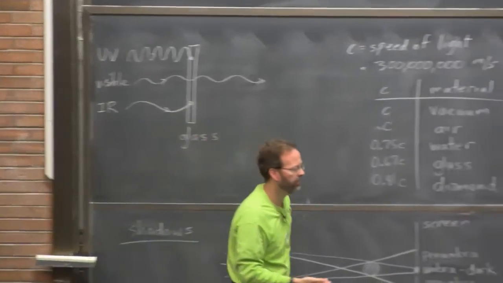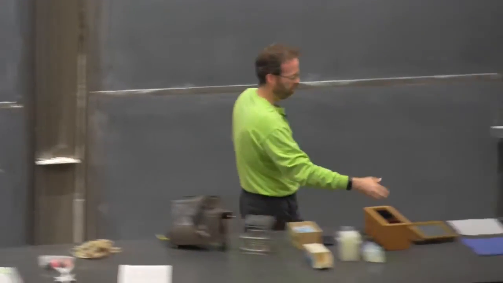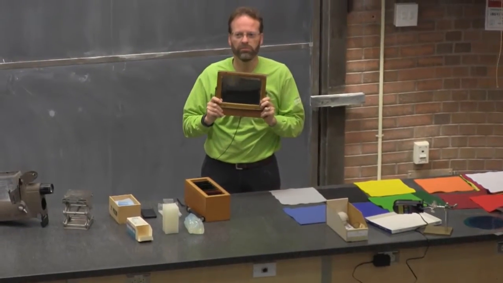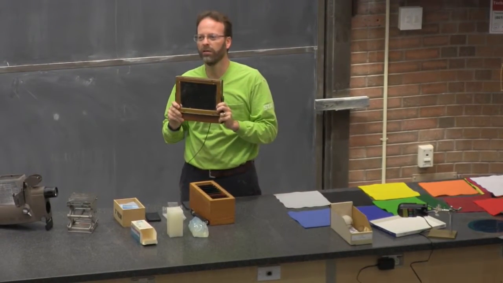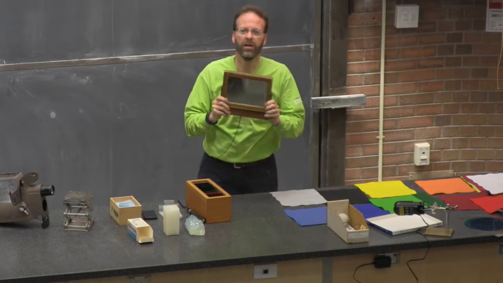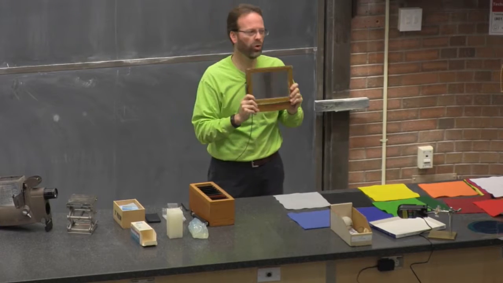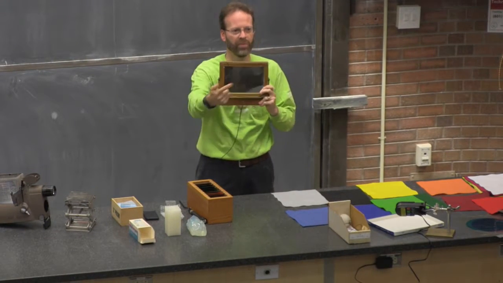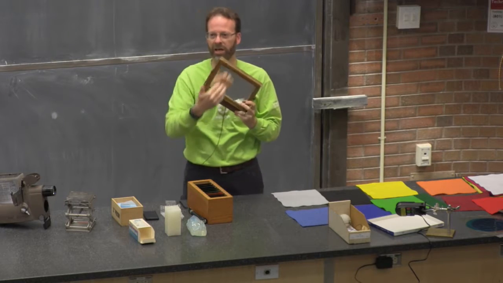How about a mirror? Is it transparent? No. Is it opaque? Yeah, light doesn't go through. That would be opaque. But the light doesn't get absorbed either. It doesn't go through and it doesn't get absorbed. It bounces back at the same angle it came in at.